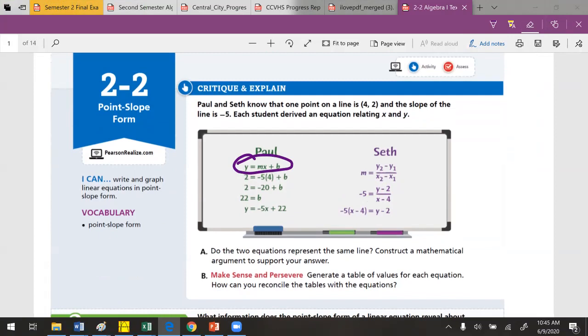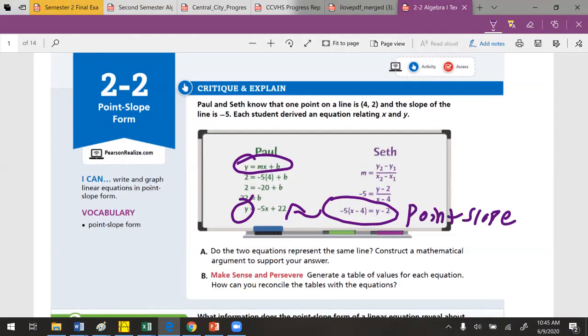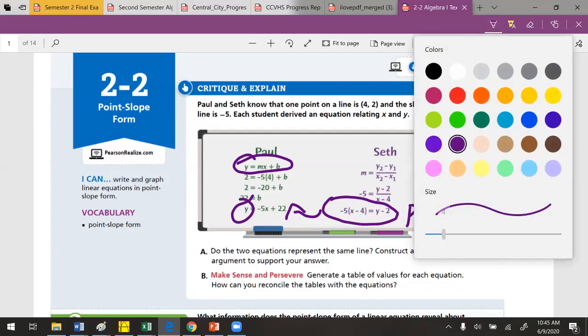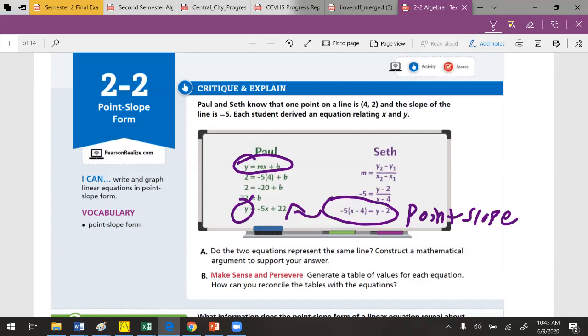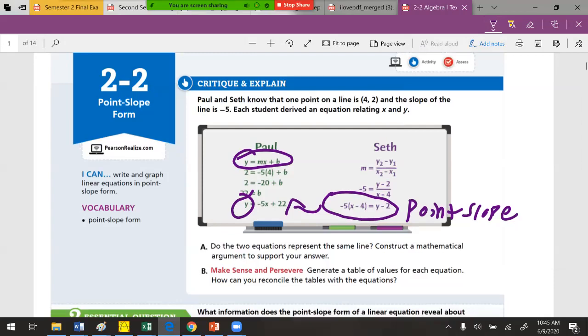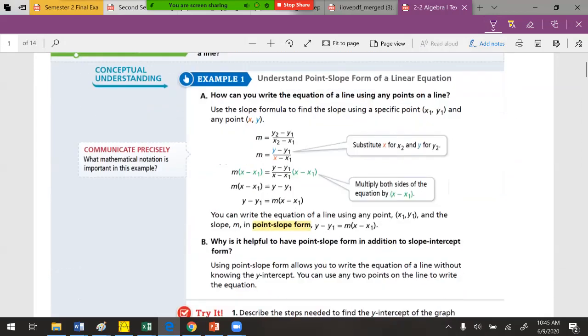But notice this right here. I can actually convert this into this by getting y all by itself. And that version there is known as point slope form. Okay, that's very, very important. We can write these in different ways in different contexts depending on what is easier for you guys.